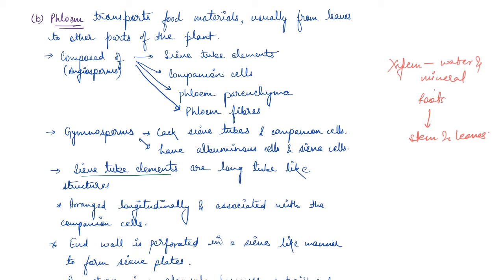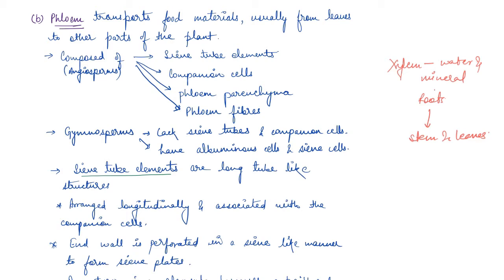Now, in the case of gymnosperms, they have albuminous cells and sieve cells, right? So they lack sieve tubes and companion cells. Rather, they have albuminous cells and sieve cells. Now, sieve tube elements. What are sieve tube elements? These are long tube-like structures, and they are arranged longitudinally and associated with the companion cells. So remember how they are differently associated.